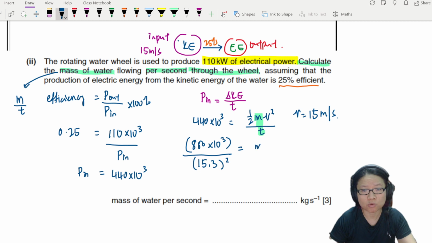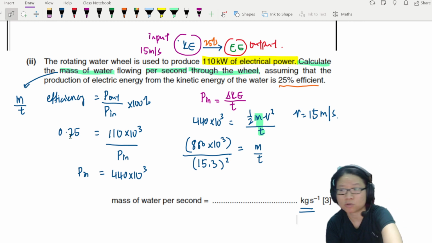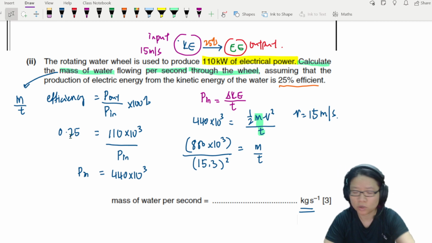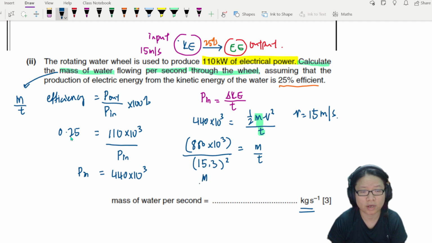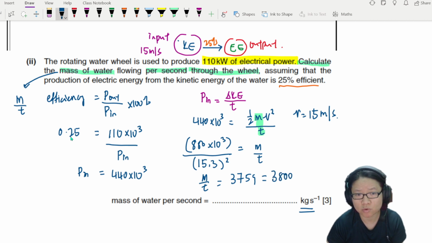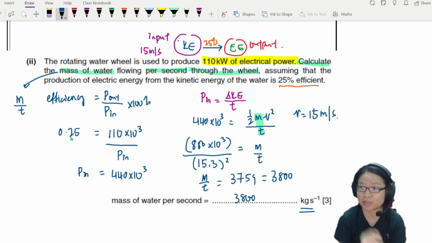So this is equal to M over T. Let's look at the unit, kg per second. So we can press our calculators to find the value for this one, which will get me 3759. So M over T is 3759. You want to round to 2SF. You can put this one as 3800. Okay. So 3800 kg per second because everybody is SI.